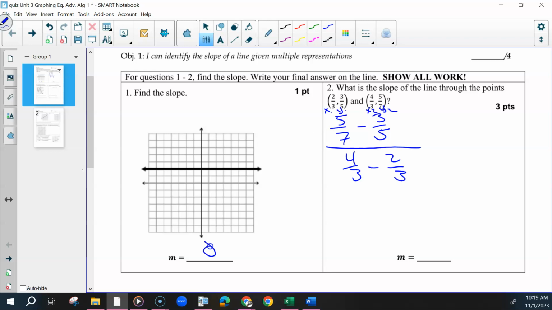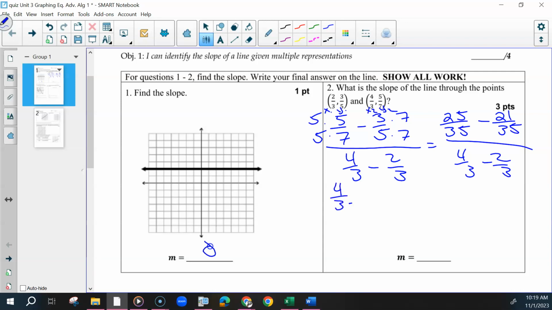Then you needed to get common denominators for your numerator fractions by multiplying these by 7 and these by 5. Most of you chose those approaches, to get 25/35 minus 21/35. Some of you simplified this here or waited, and then just subtracted the numerators to get 4/35 all over 2/3. All of that work should have been shown by hand. If you did not show all of that work or missed any of that, you missed points.